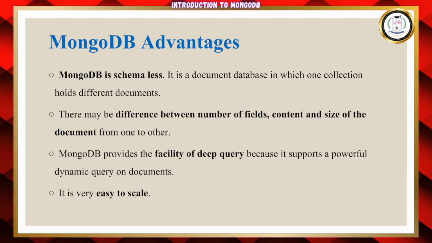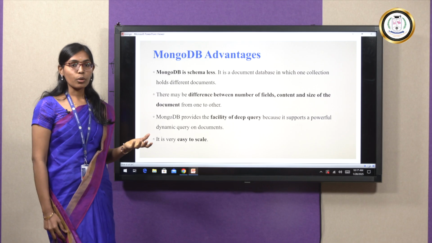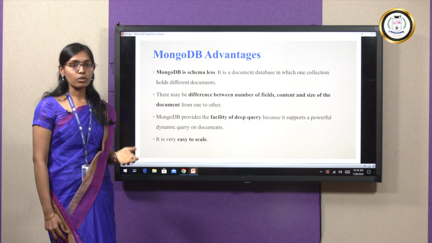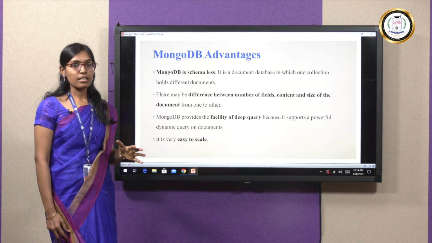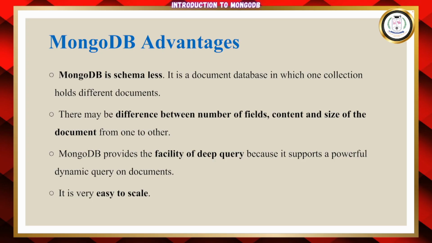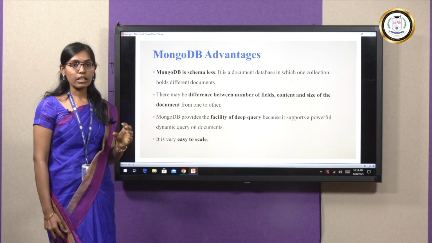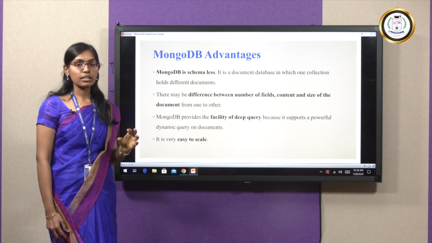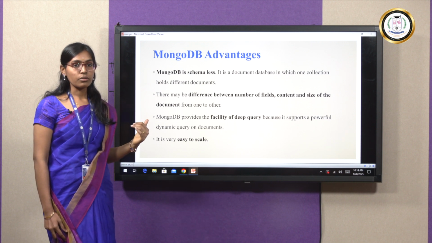Now, what are the advantages of MongoDB? MongoDB is schemaless. Schemaless is nothing but there is no proper structure. So, you can insert any number of documents with any size or any volume or any capacity, whatever is required. So, that's why it is schemaless. There can be a number of fields, content as well as size of your document. There are no particular rules or regulations to store your document or data. There can be different types of content, data, size, everything. So that is also one of the advantages.